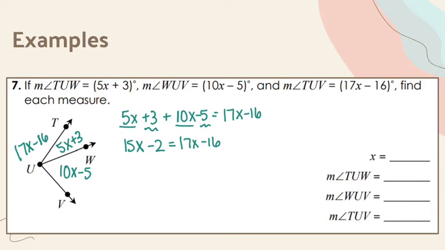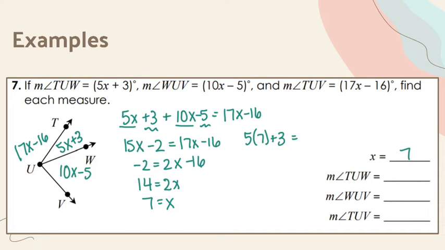I'm going to subtract the 15x, so that gives us negative 2 equals 2x minus 16. Add the 16, 14 equals 2x, divide by 2 to get 7 equals x. Then we're going to find TUW. TUW is the 5x plus 3. So 5 times 7 plus 3, that's going to give us 38. So that angle is 38 degrees.